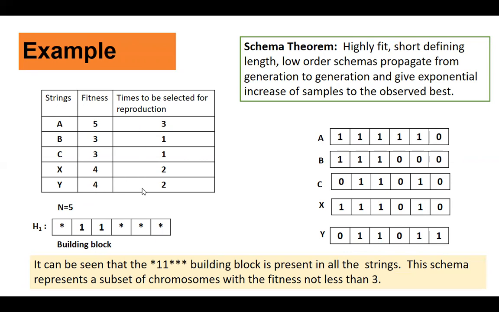Right? Now, let us assume this as a building block, like this is the schema which they are going to follow. So it can be seen that the star 1 1 star star building block is present in all the strings, right? Just check it out. 1 1, 1 1, 1 1, 1 1 and 1 1. So this schema represents a subset of chromosomes with the fitness not less than 3. And just see, the fitness is not less than 3.